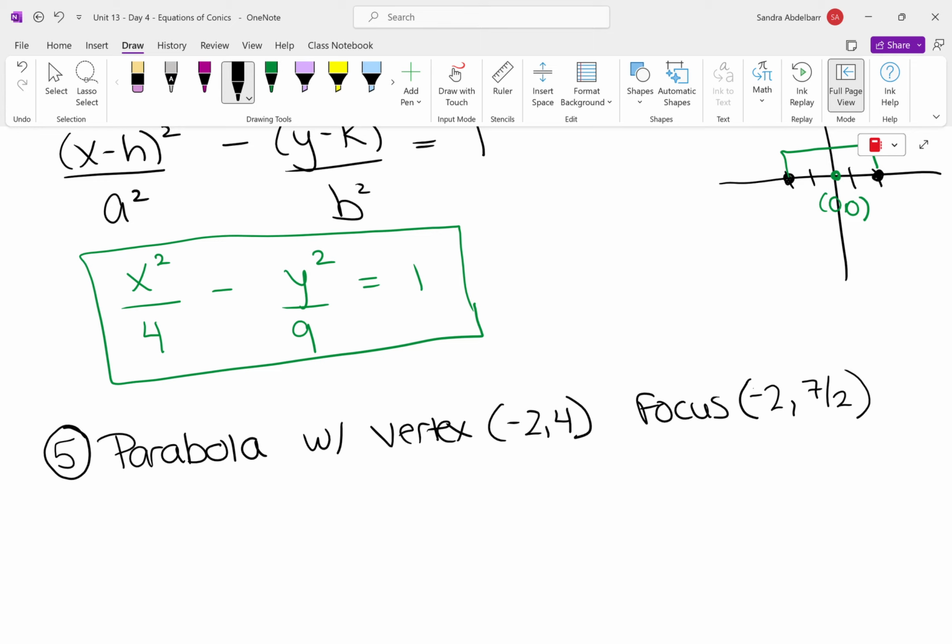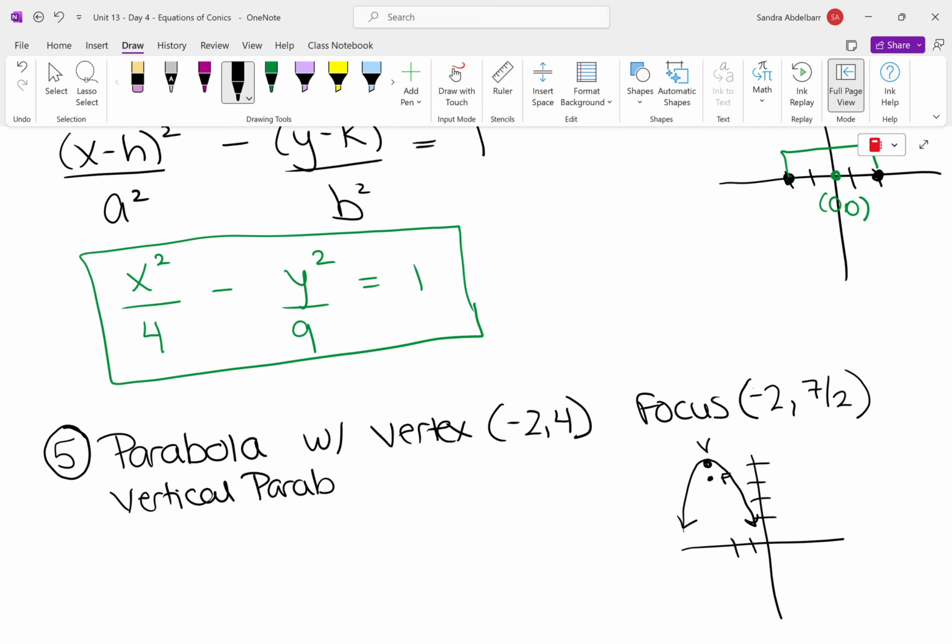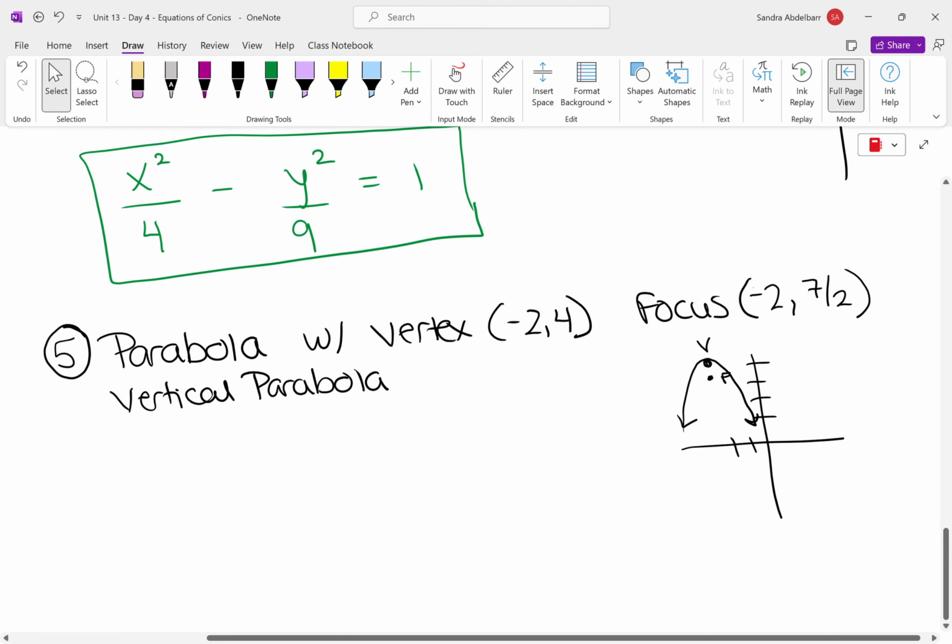Is it a sad face? It is a sad face. How did you know that? Is it the y in the focus? Yeah, if you plot this, we're at -2, 4 for our vertex, and then our focus is -2 and 3.5, which is below it. So because it's below it, that means our parabola will be opening down. So we know this is a vertical parabola.